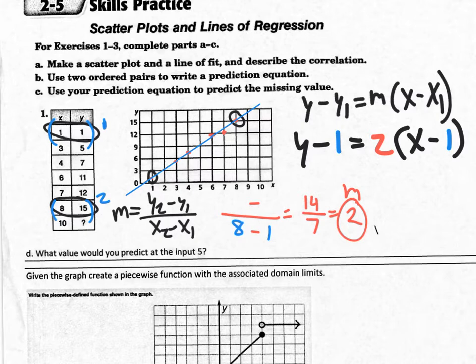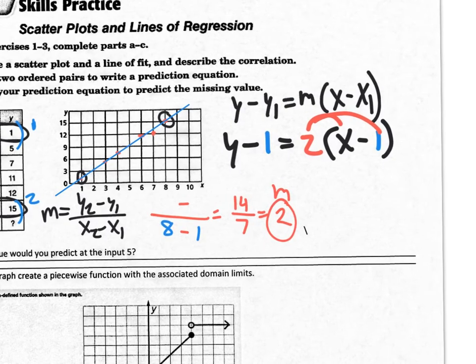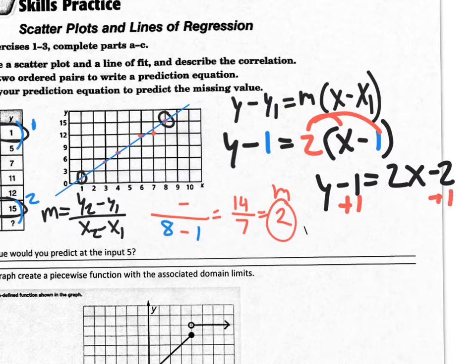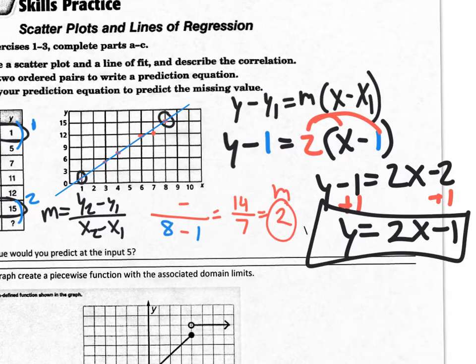Now all we need to do is change it to slope-intercept form by getting rid of the parentheses by distributing. So I will have, let me rewrite this over here on the side, y minus 1 equals 2x minus 2. And then we add 1 to both sides, and we'll have y equals 2x minus 1. And that's your line that best fits equation.